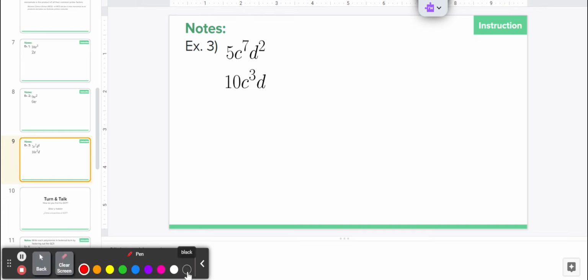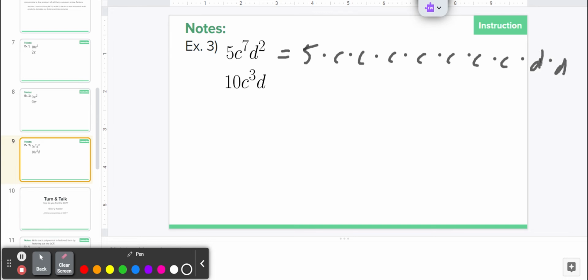Okay, let's try this in one more example. Again, pause the screen if you need to work and try this, and note that we have 2 variables here. It doesn't change how we do the problem. We still want to expand everything out first and then identify which pairs show up in each term. So we can't split 5 down any further, so we'll just have 5. Then we'll have c times itself 7 times, 1, 2, 3, 4, 5, 6, 7. And d times itself twice, d times d. Then on the second one, we can break 10 down into 2 times 5 times c times c times c times d.